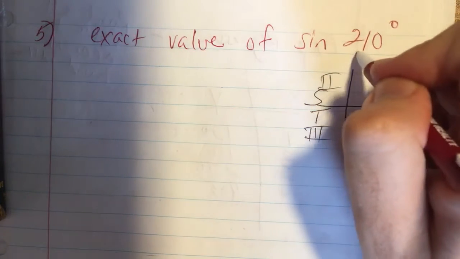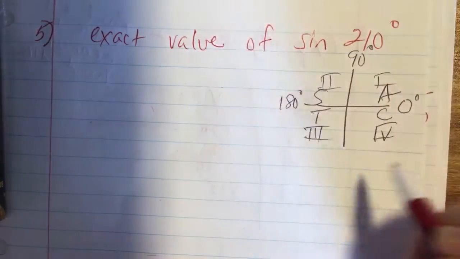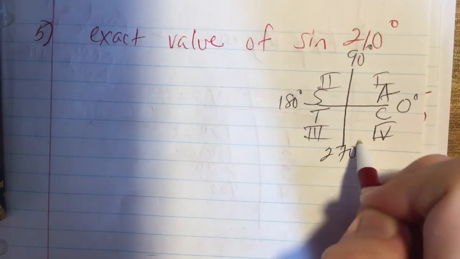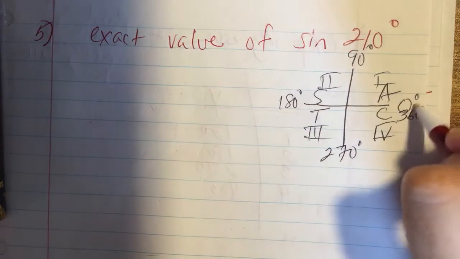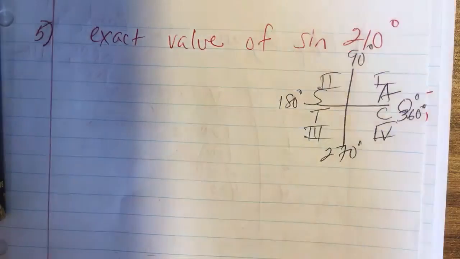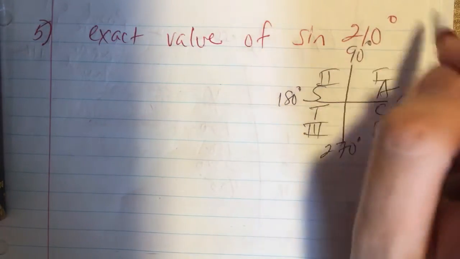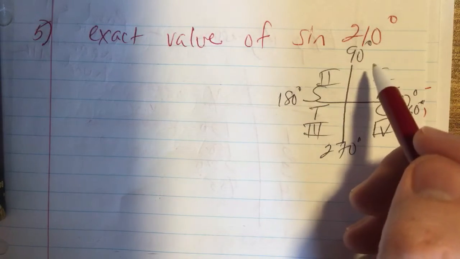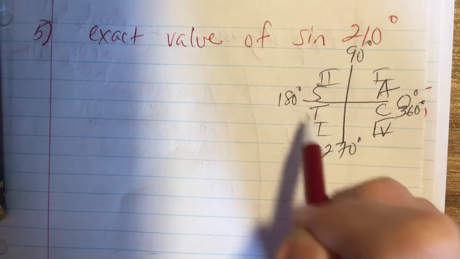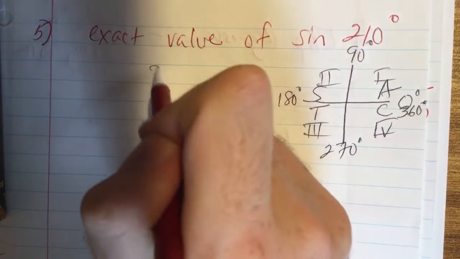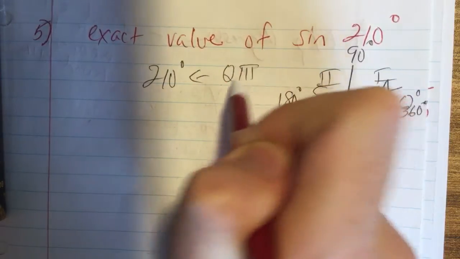This is 0 degrees. Right here would be 90 degrees. Right here would be 180 degrees. Right here would be 270 degrees. 360 degrees will end up in the same terminal location as 0 degrees. 210 degrees, we have to find out what quadrant that would be in, and that would be in quadrant 3, since 210 lies between 180 and 270. 210 degrees is in quadrant 3.